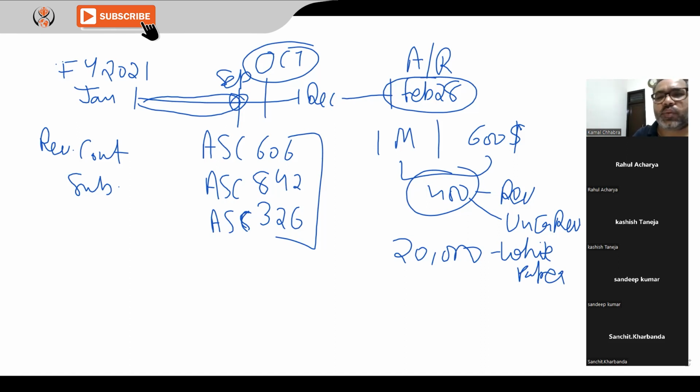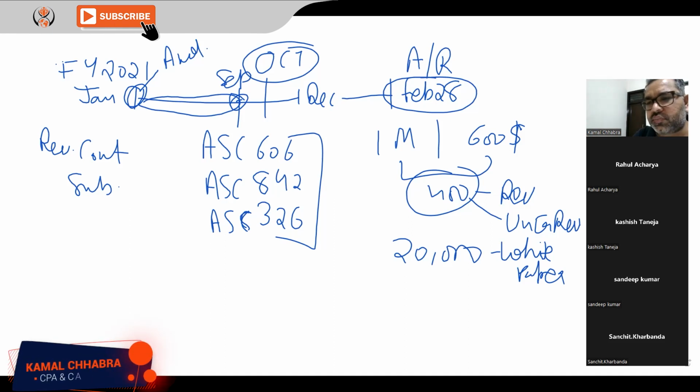You were not aware of this service in January when you accepted the engagement. At that point, you might have taken approval for the audit service only. Make sense? Are you guys with me so far? Yes. And now you and management, in the month of October, have agreed to this consulting service for $20,000.